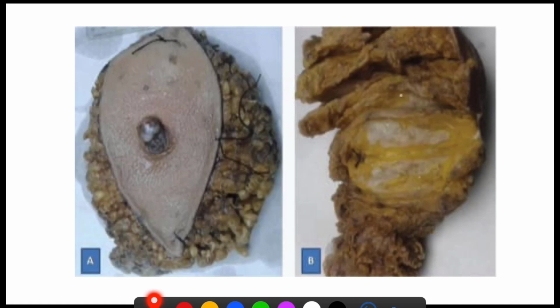So this is again the specimen of breast tumor or infiltrating carcinoma of breast. This outer surface is identified by the nipple, areola and skin and surrounding fat. This cut surface shows this gray white solid mass in the fat of the breast tissue. So this is a breast carcinoma.